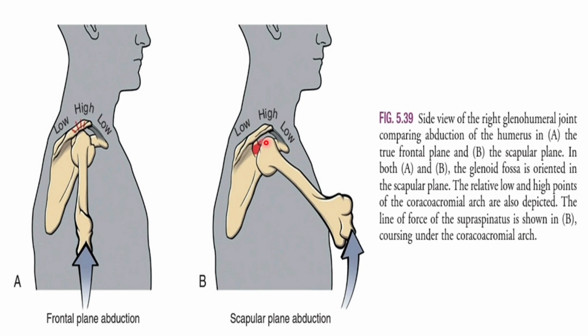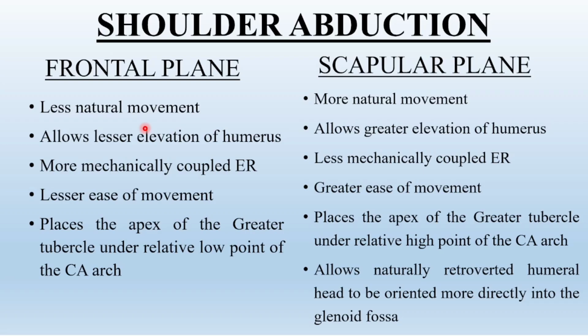In the scapular plane, the higher part of your greater tubercle is at the highest position of your coracoacromial arch, whereas in the frontal plane it is at the lower part of your coracoacromial arch. This is the reason why impingement is less while moving in scapular plane abduction compared with frontal plane abduction. Frontal plane abduction is a less natural movement compared with the scapular plane, which is more natural, and frontal plane abduction allows lesser elevation of the humerus compared with the scapular plane, which allows greater elevation of the humerus.